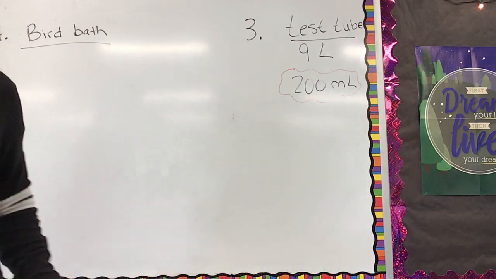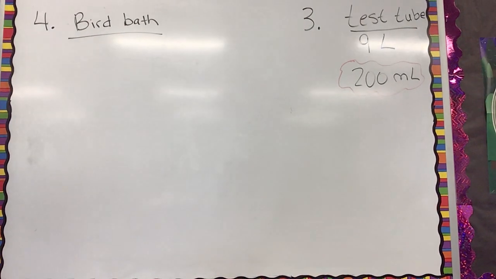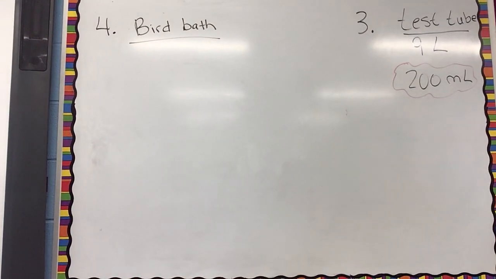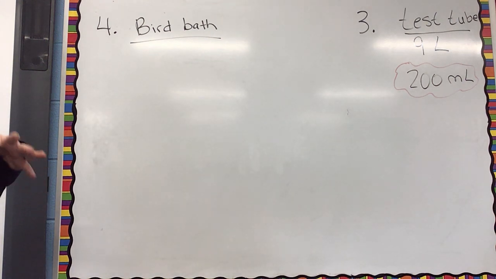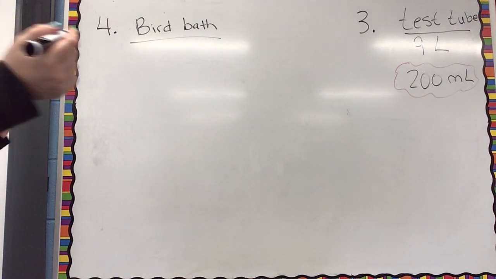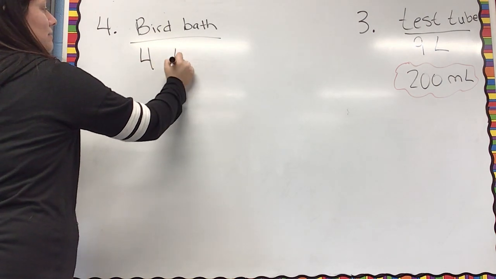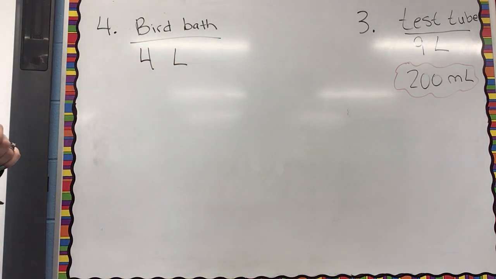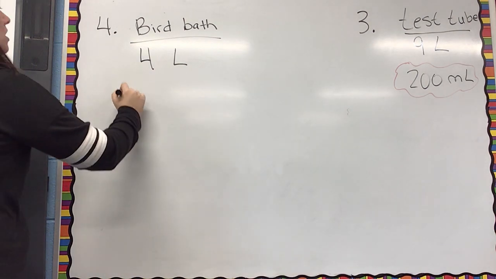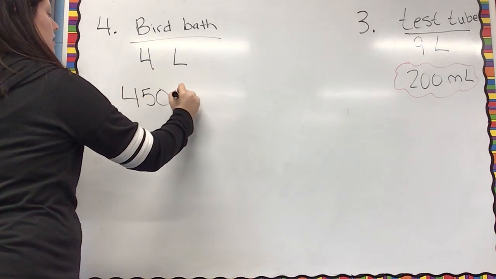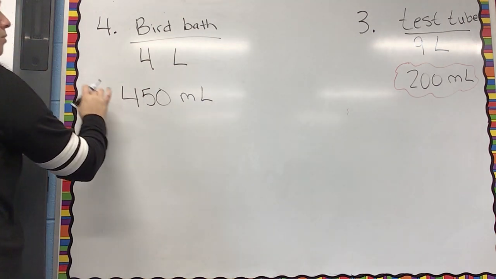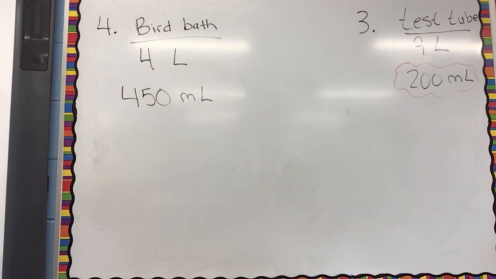All right, what about number 4? What about a bird bath? So if you've ever seen, maybe your parents have one, they sit outside on a stand, you fill them with water so birds can come and drink it and take little baths. Tell me which measurement would be realistic. What's the capacity? Either 4 liters or 450 milliliters. Circle 1. What is going to be the realistic capacity here for this bird bath? Circle.